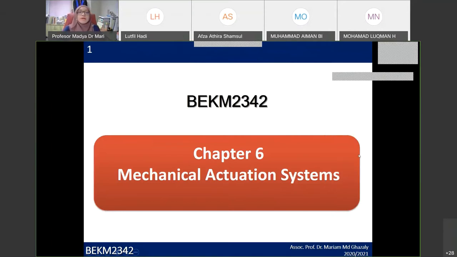Alright, thank you. So we are going to continue to chapter 6, which is on mechanical actuation system. Last week, we learned about pneumatic and hydraulic actuation systems. Today, we are going to learn about mechanism, which is mechanical actuation. The short form for mechanical actuation is mechanism.